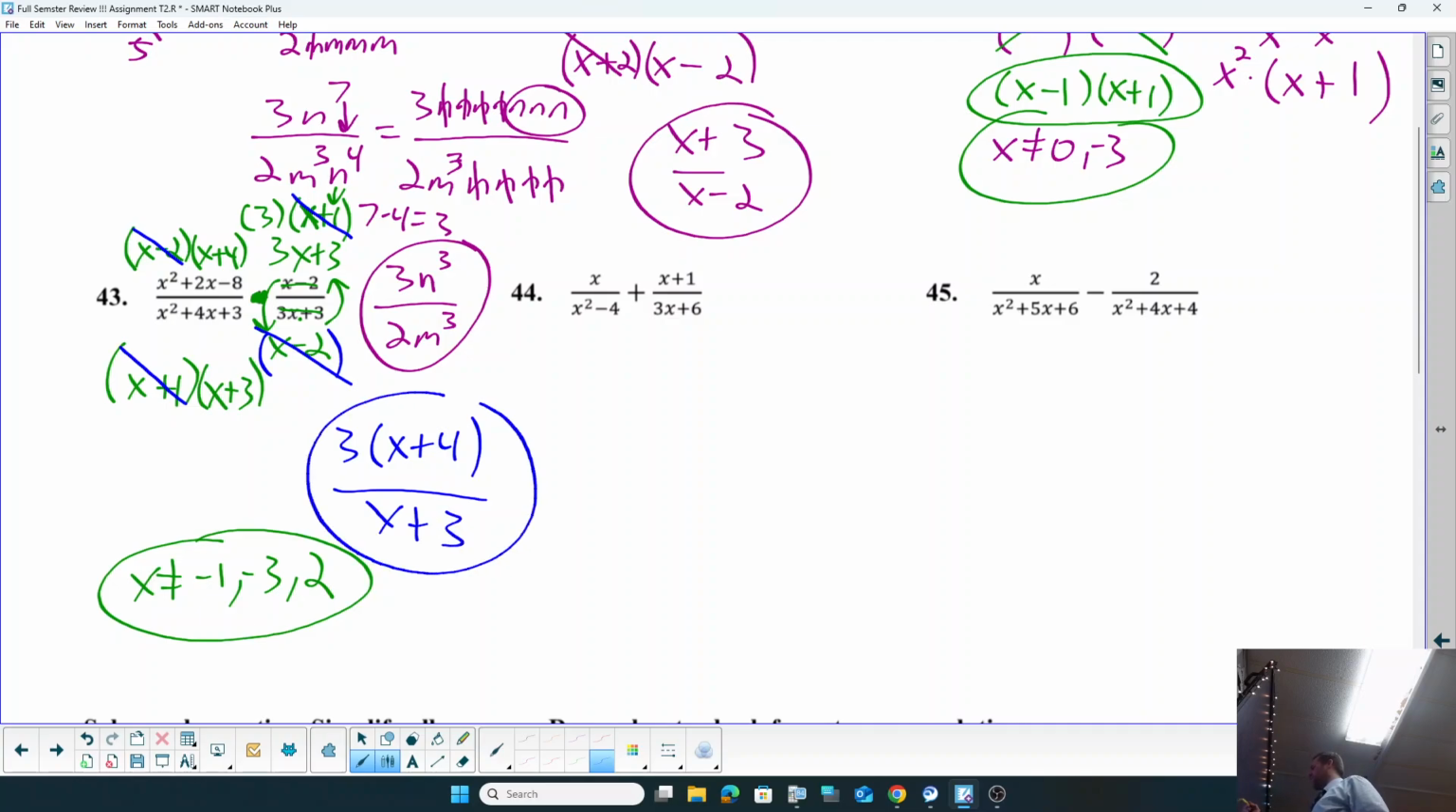Way-o. Okay, beautiful. Oh no, this is going to be an evil one. So we have factors of 4 are 2 and 2, plus and minus. And then we pull out a 3 and we're left with x plus 2.